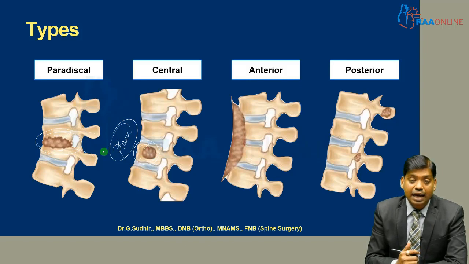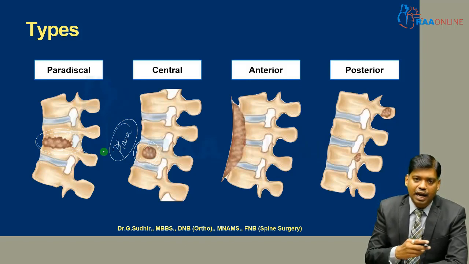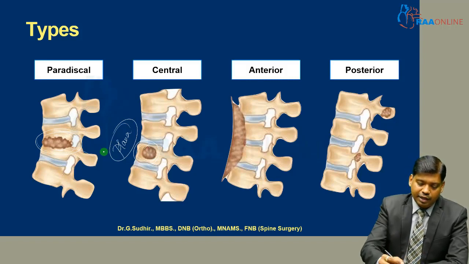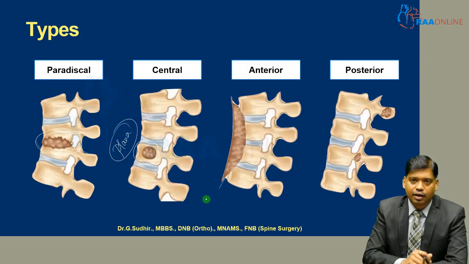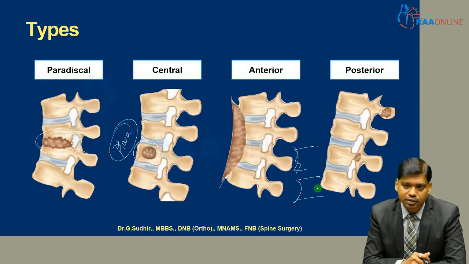Another rare type is the anterior form of tuberculosis. When there is spread of this TB from the anterior structures, it can erode the anterior aspect of the vertebra. This is called the anterior type of tuberculosis, and because of the abscess, it usually presents with scalloping of the vertebral borders, as you can see in this image.